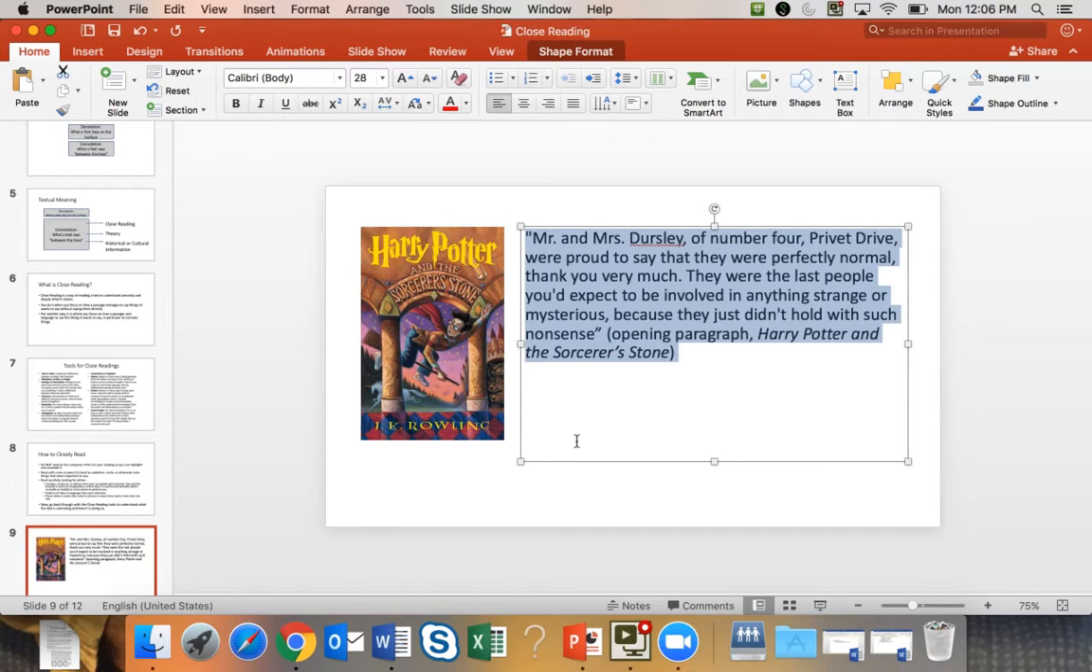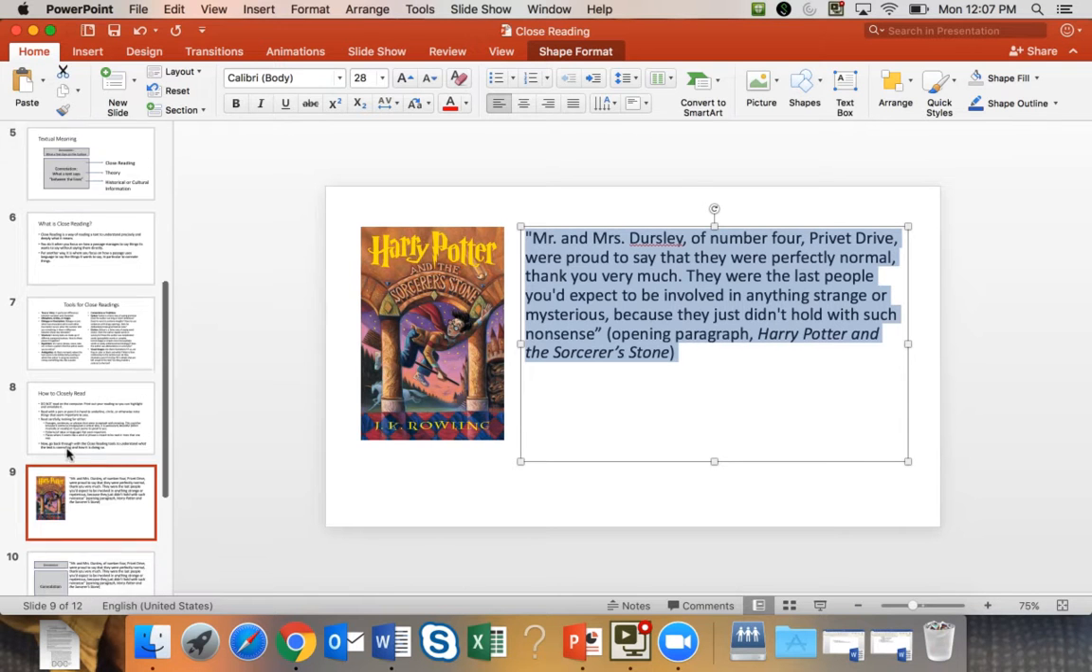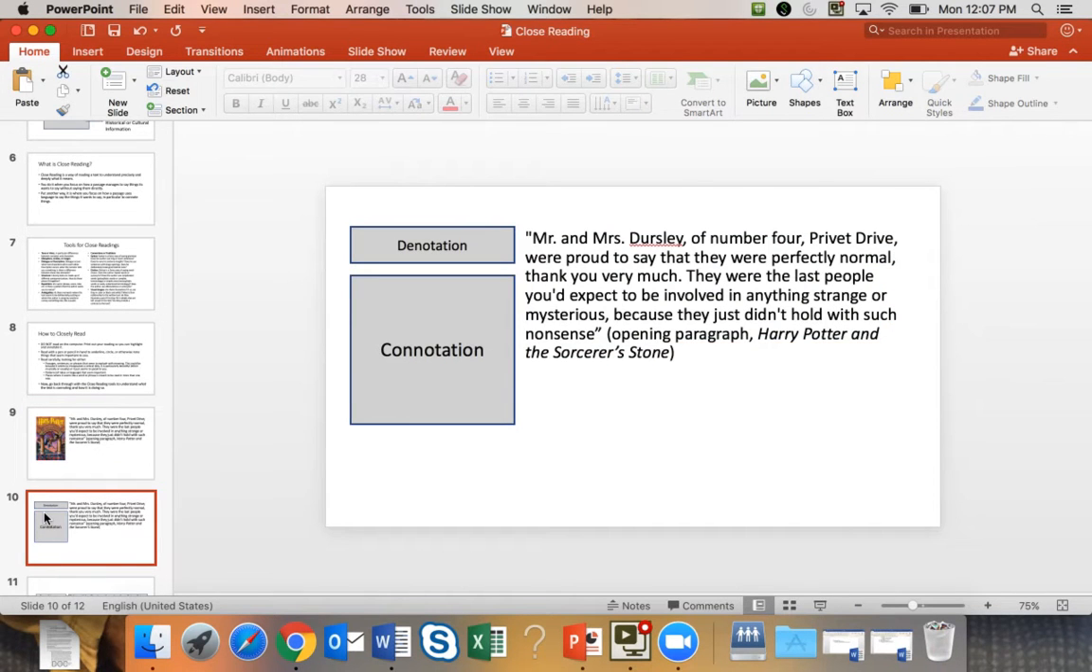You Harry Potter fans will know that that's the opening paragraph to Harry Potter and the Sorcerer's Stone. Now, I can closely read this paragraph, and I'll show you how. First of all, as a reminder, we know that there's 2 levels on which this text operates. There's the level of denotation. That's just what the text is saying, what's going on at a very shallow level. And if you look at the quote, it's really telling us that Mr. and Mrs. Dursley are trying to tell us that they're normal people.